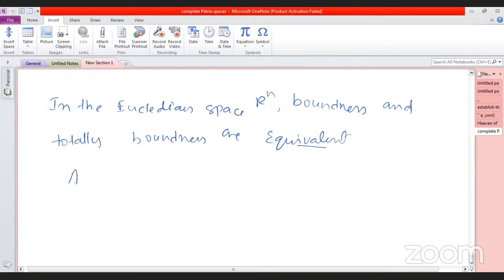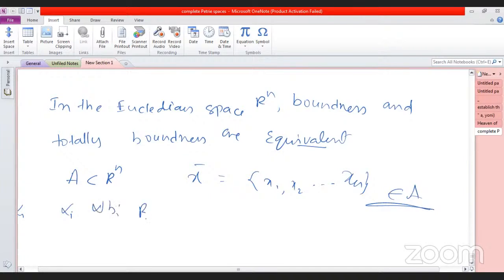A subset of R^n is a bounded set. Yes, sir. X bar is equal to X1, X2, and so on, Xn. It belongs to A or not? Yes, sir. We can find alpha and beta, not depending on X bar. What is the meaning of not depending on X bar?